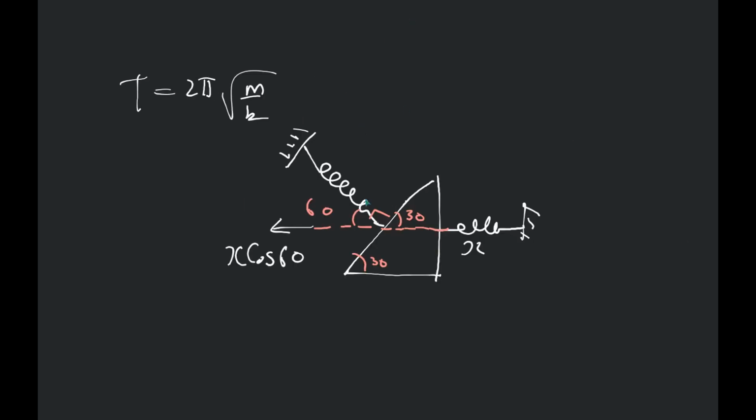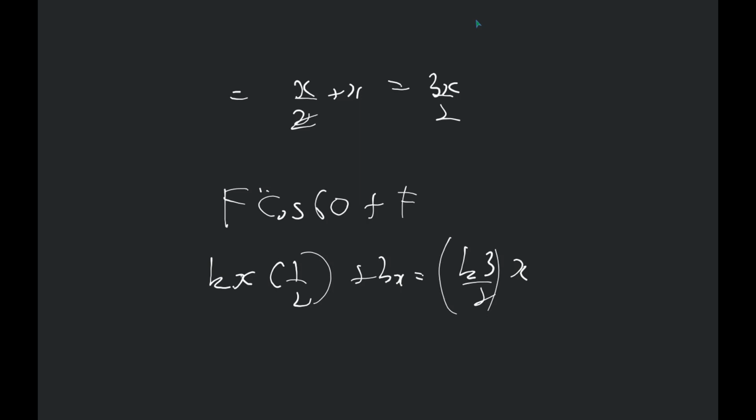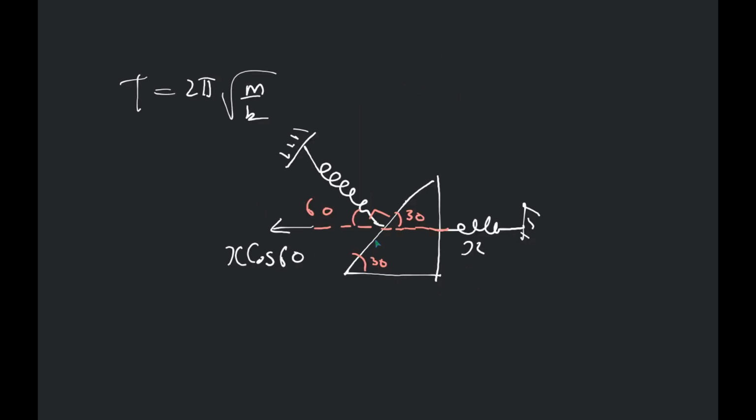Cos 60 is over here. 30. This is 30. I've taken everything properly over here. K is given over here. Kx. Maybe my displacement is not right over here. I guess that's the mistake I'm making. X cos 60.